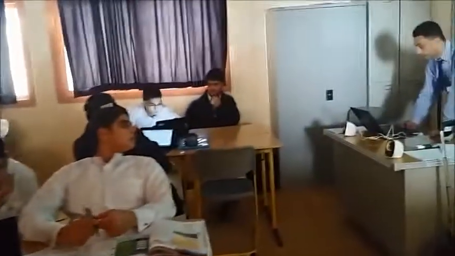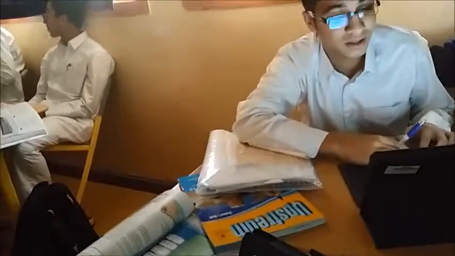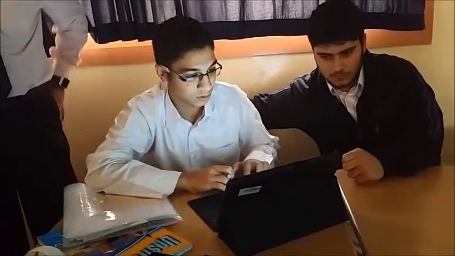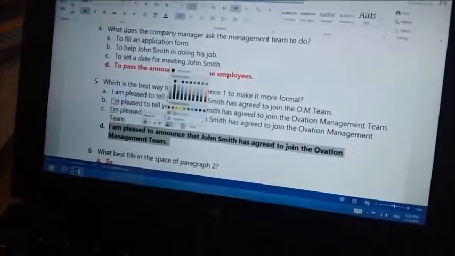To rewrite sentence one to make it more formal. So to make it more formal, how am I going to write it in a good way? Which is the best one here? I am pleased to tell you that John Smith has agreed to join the OM team. Letter D. Why is it letter D? No short words and no abbreviations. Excellent. So D is the right answer.